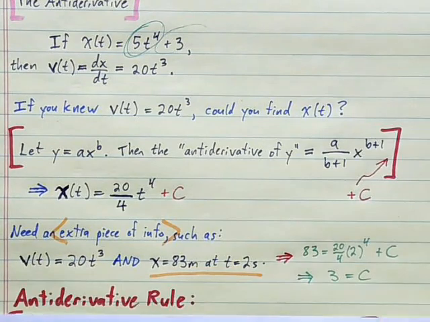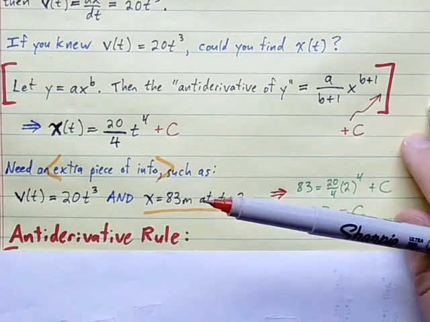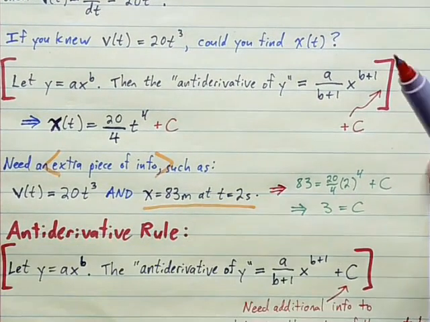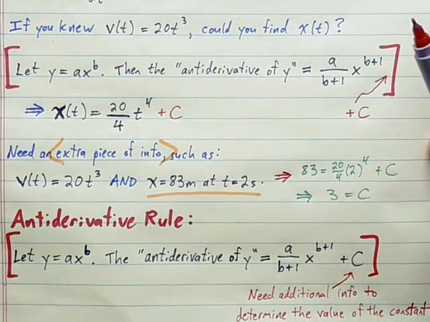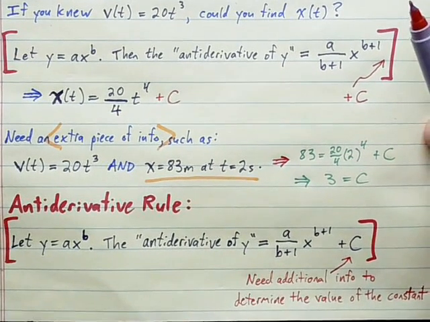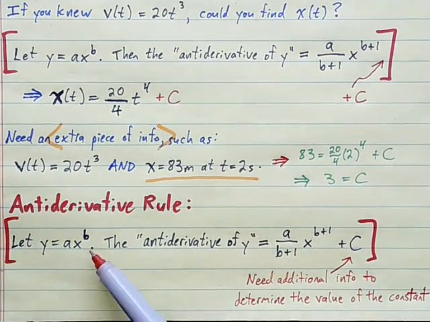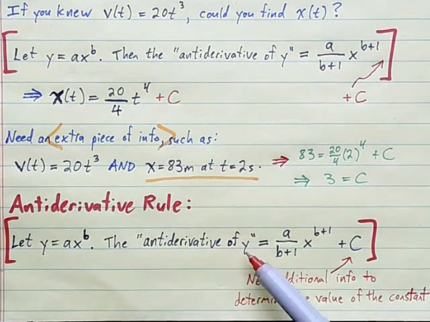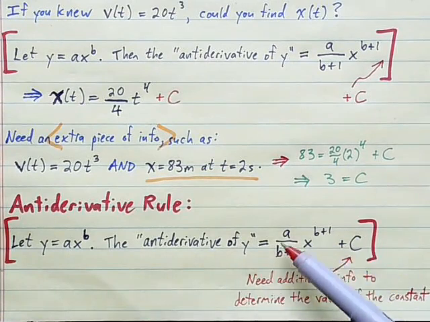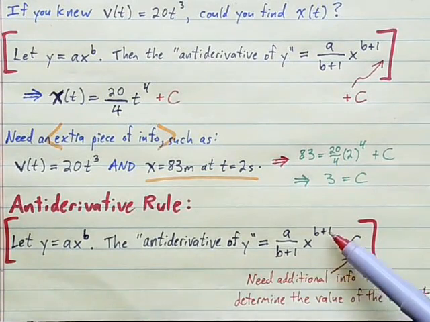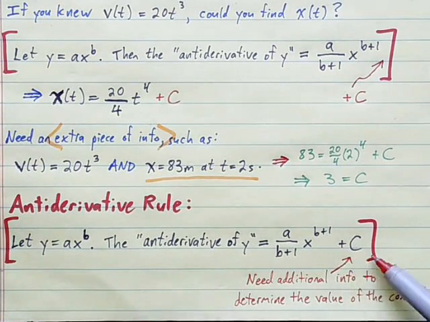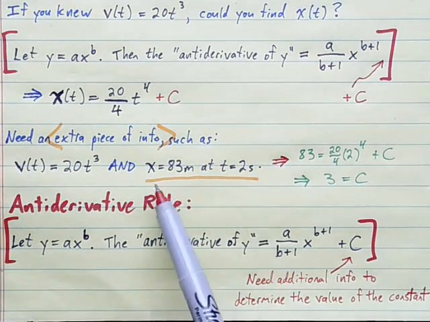All right, so let's restate our antiderivative rule, now that we know about this additional constant we need to account for. So if y equals a times x to the b, then the antiderivative of y is given by this expression, a over b plus 1 times x to the b plus 1 plus some additional unknown constant c. And we would need additional info, something such as this, to determine the value of that additional constant.